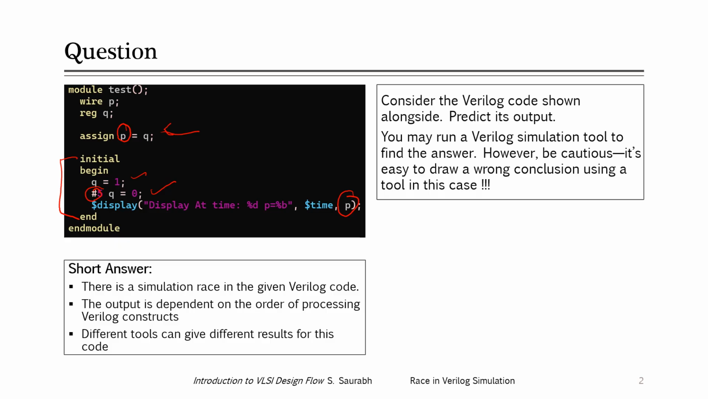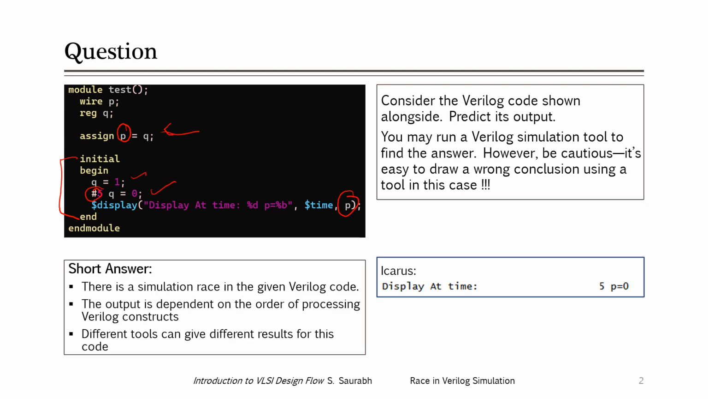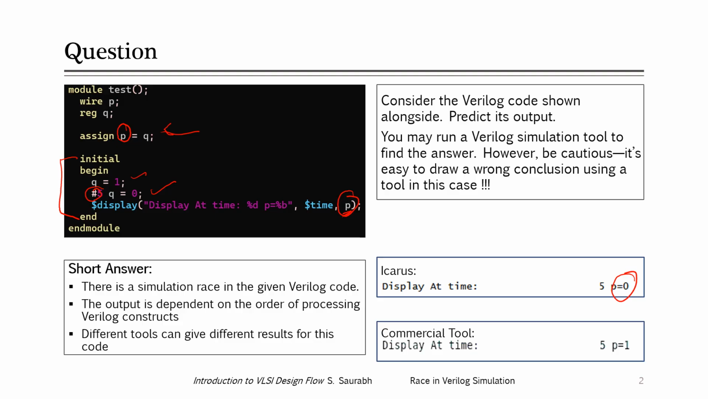Now in this situation, actually I ran a simulator, Icarus, and it displayed the value of the wire P as 0, right? After 5 time units, it displayed the value of P as 0. While I used another industry standard tool such as NC Verilog, and that produced an output 1. Now, which of these two outputs is correct? The answer is both are correct, meaning that from the tool perspective, both outputs are legitimate as per the IEEE standards, right?